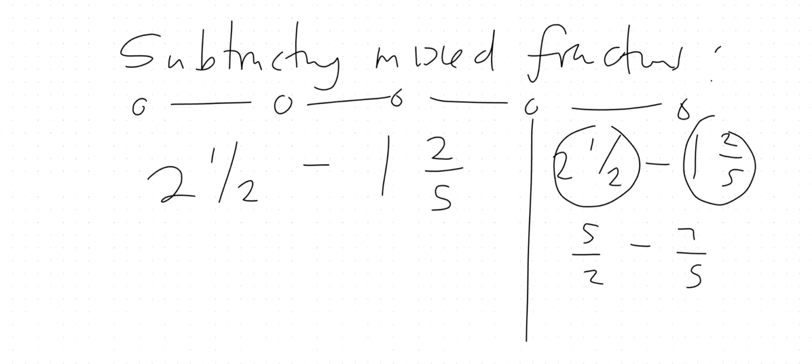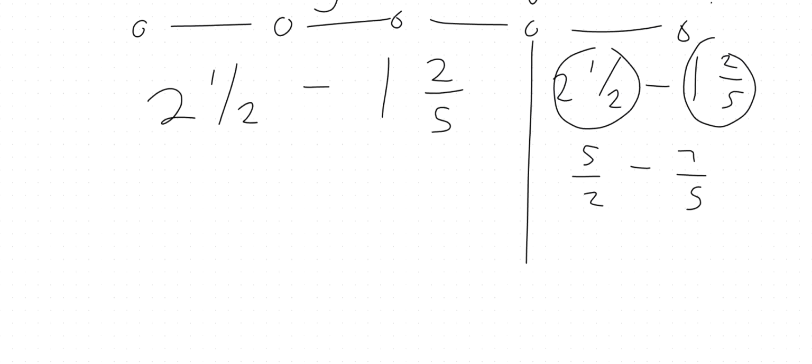Then from here, I now make the denominators the same. So here multiply by 5, divide by 5, right? Here by 2, divide by 2. Just trying to make the denominators the same. So this now becomes 25 over 10 minus 14 over 10.